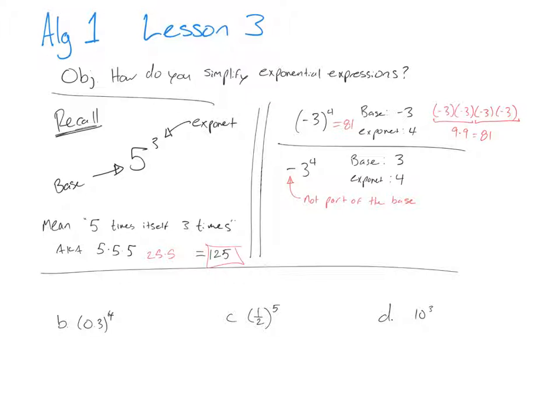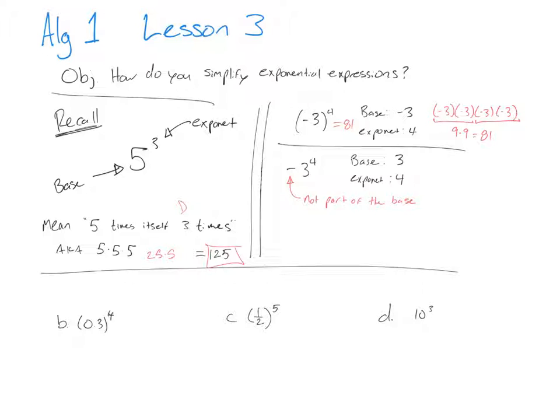So this would be equal to 81. However, look at this next one below it. It looks almost the same: -3 to the fourth, and here this is -3 to the fourth. If you just heard me say that, it sounded like I said the same thing, but notice this top one has parentheses, this bottom one does not. That means that for this bottom one, the base is actually just 3, whereas the base on the top one is -3.